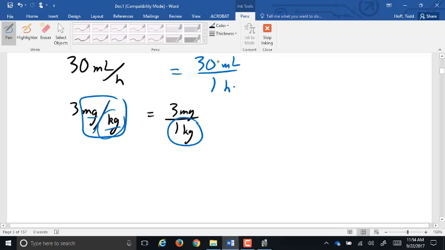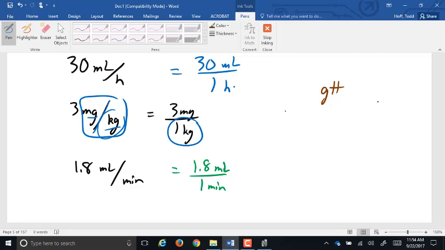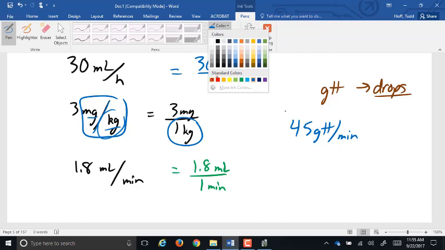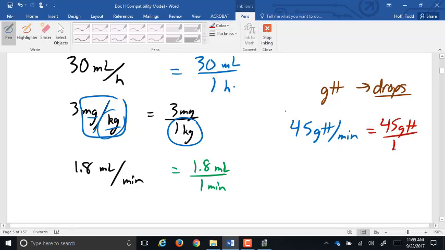You'll run into other IV flow rates other than milliliters per hour. You might run into 1.8 milliliters per minute. And again, that's 1.8 milliliters over 1 minute. Another abbreviation I'm going to introduce you to, just like NS, GTT means drops. I have no clue where GTT came from for drops, to be totally honest. Very common, you might have 45 drops per minute on an IV. Again, you need to look at that and realize that is 45 drops over 1 minute.